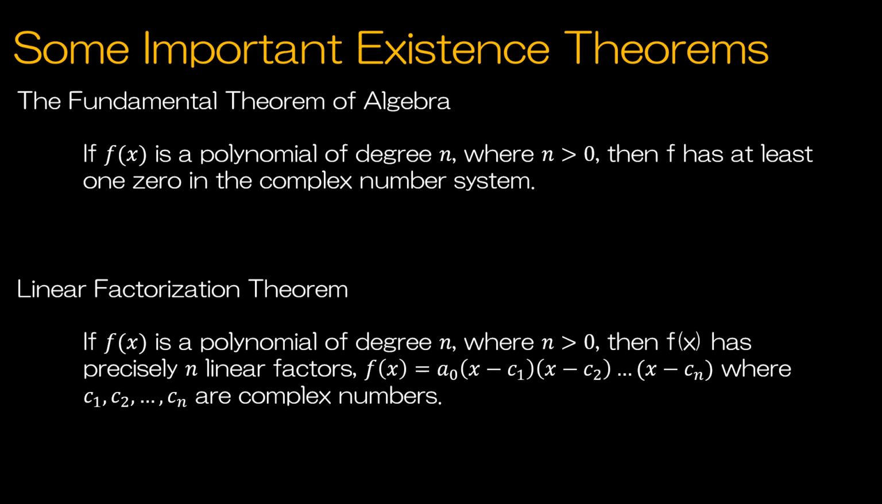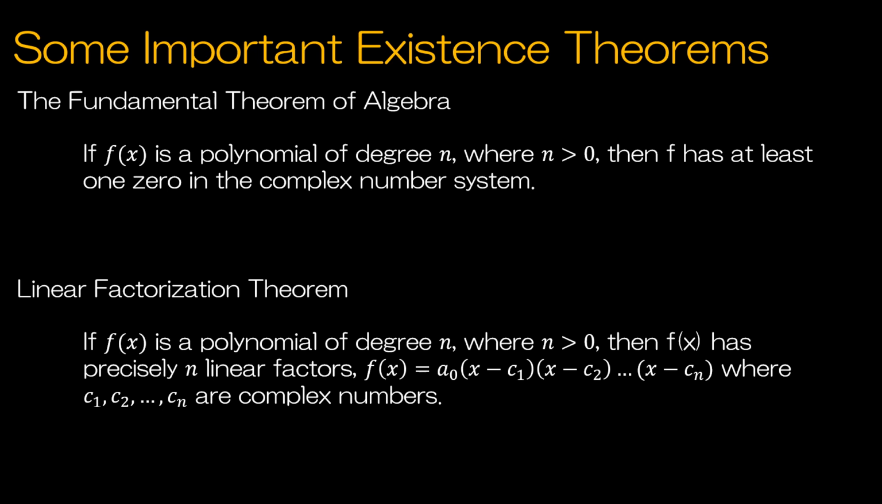The first is the fundamental theorem of algebra. That says that if f of x is a polynomial of degree n, where n is greater than 0, then f has at least one 0 in the complex number system. So essentially we're saying whatever the degree of the polynomial, we have at least one 0.